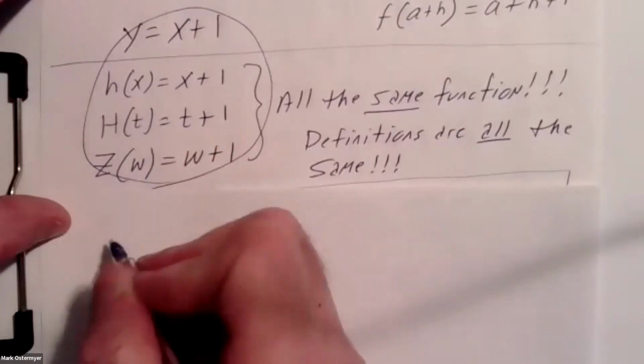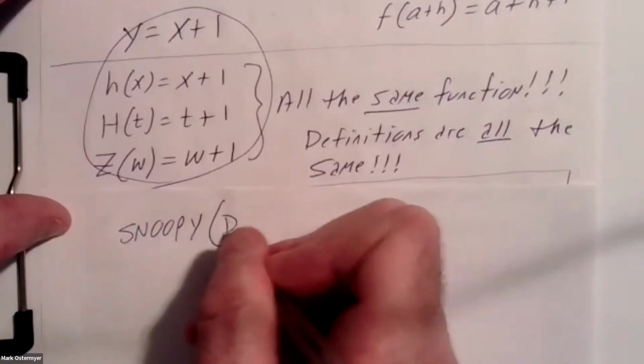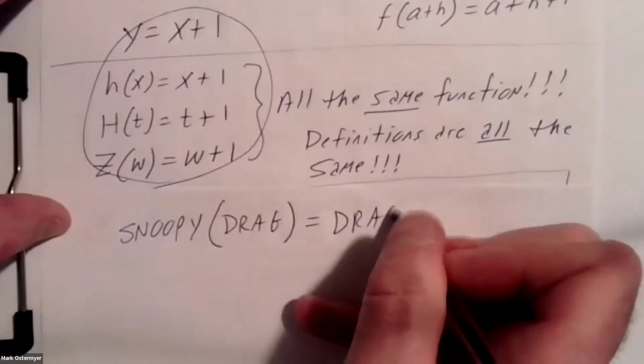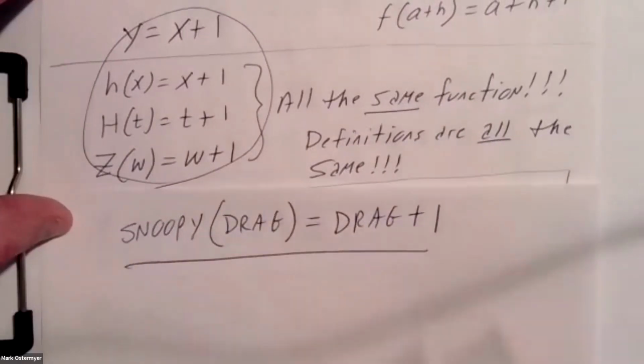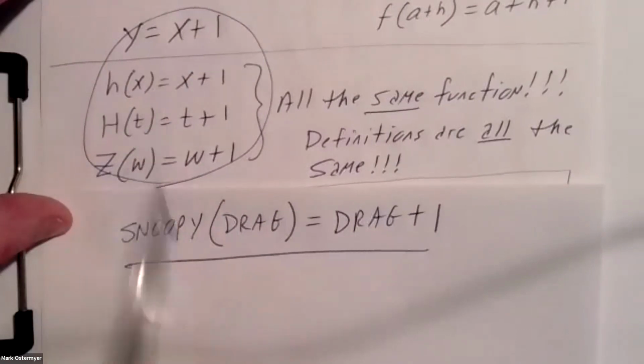You could call this function here Snoopy. Snoopy of drag is equal to drag plus 1. Ladies and gentlemen, is this function here the same as all these other functions up here? Same function, yes or no? Yes. Same function. Definition is still the same.